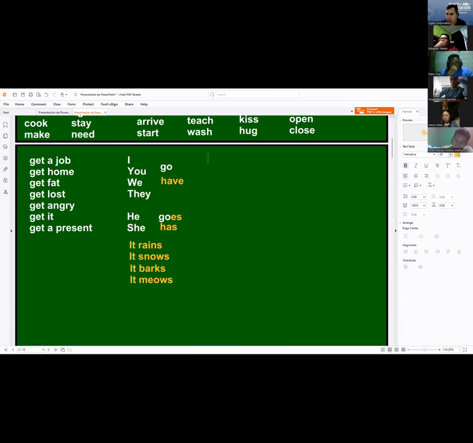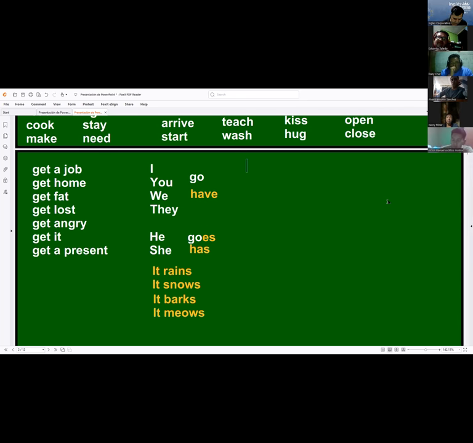Let me change the color again. To this. Okay, before we continue, you say, teacher, when do we use ES? We use ES when the verb finishes in SH, O, X, CH, double S, or Y.